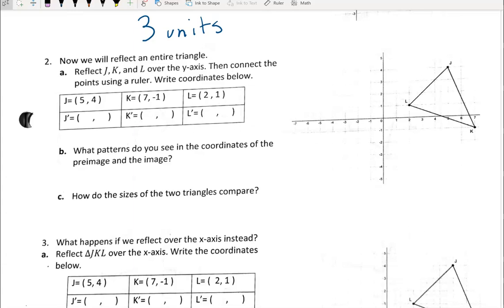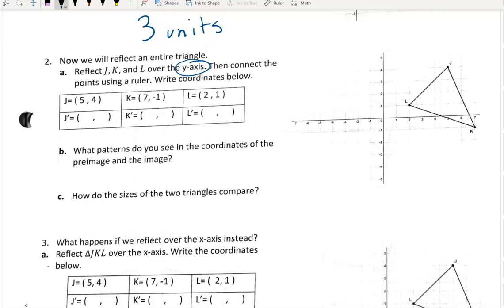Okay, now for number 2, we're going to reflect an entire triangle. So we have this triangle JKL. And here's the coordinates of these. It's given to you what the coordinates are, but I always recommend that you start writing out the coordinates, and this is true for any kind of transformation, because it makes it easier to reflect them. So we'll reflect J, K, and L over the y-axis. This is some key information. Then connect the points using a ruler, write the coordinates below. If you'd like to give this a shot, feel free to pause the video, otherwise I'm going to go through it.